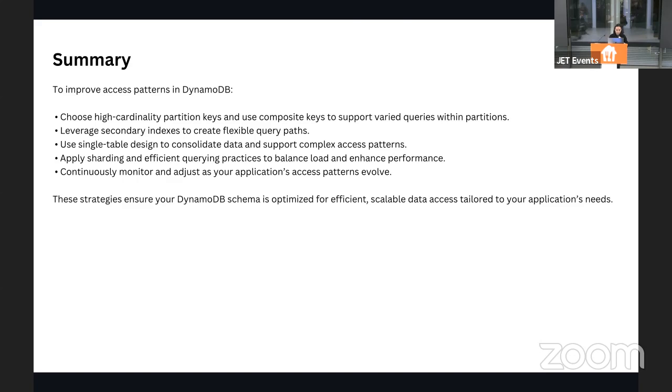Leverage secondary indexes to create flexible query paths. Use single table design to consolidate data and support complex access patterns. Apply sharding and efficient query practices to balance load and enhance performance. Continuously monitor. With DynamoDB, you can monitor your access pattern and adjust when you see that something is very popular, for example, and you can flexibly adjust it and leverage secondary indexes.